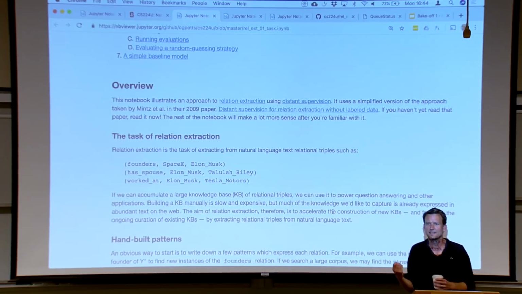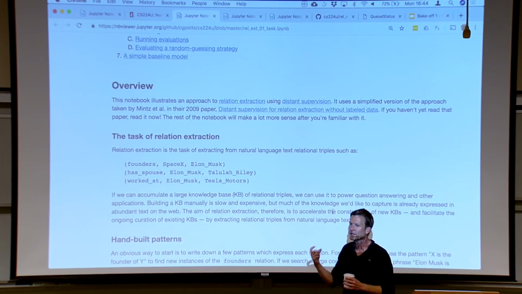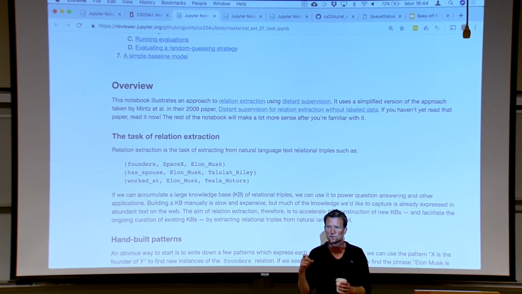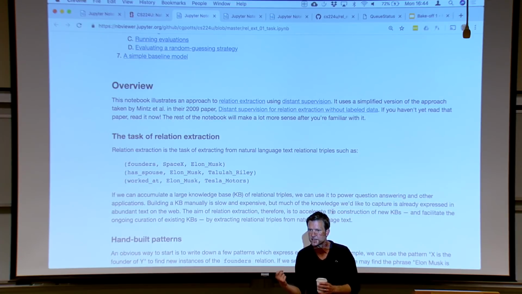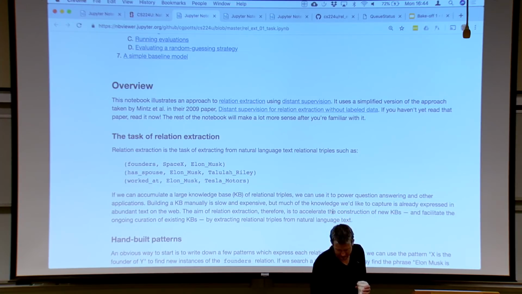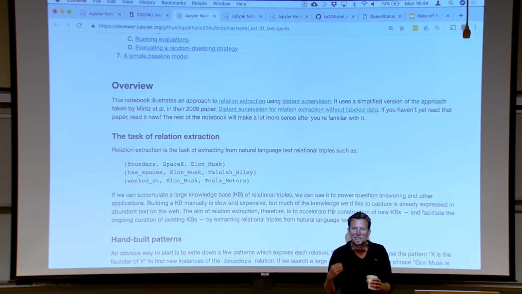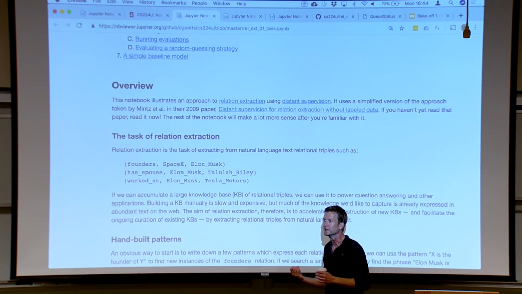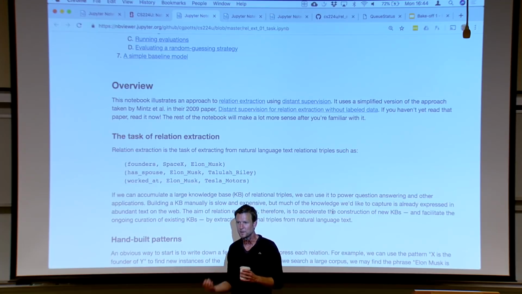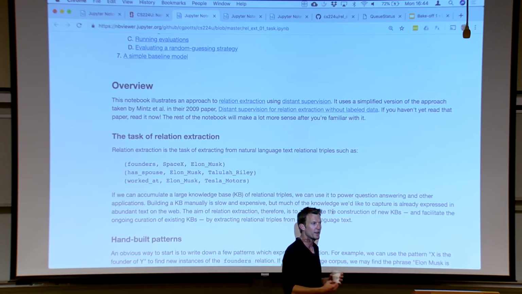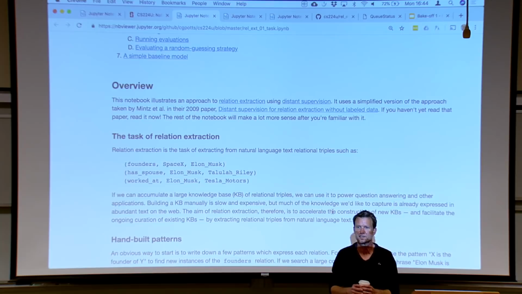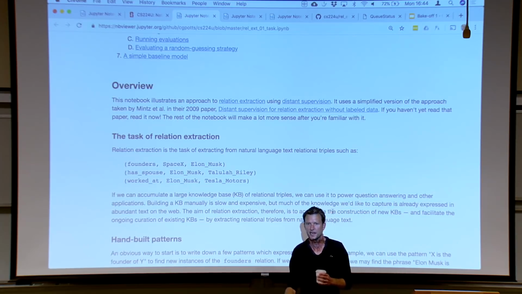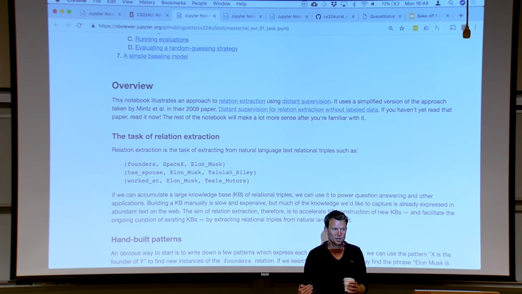So why is this interesting? Why do we care about this? Well, if we can accumulate a large collection of these relational triples, that amounts to a database of facts about the real world. Building a knowledge base manually is slow, expensive, and time-consuming, but the web or other large collections of documents are filled with these kinds of facts already. So if we can figure out a way to extract these facts automatically from natural language text, we can greatly accelerate the creation of knowledge bases.